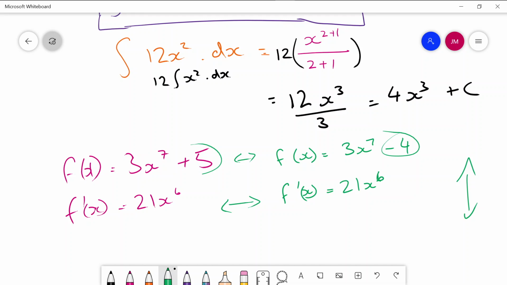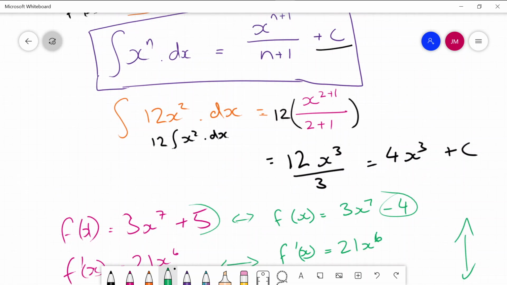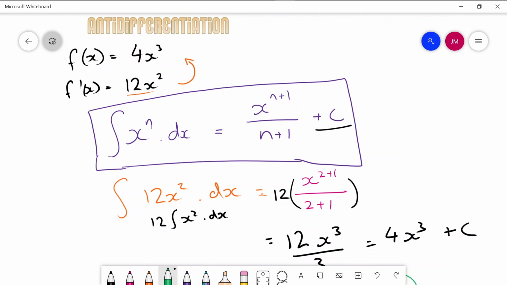So there's a number out there, and it doesn't matter what it is. When we derive it, it's going to disappear if it's a constant number. So when we're going the other way and finding the antiderivative, there could be a number there, or there might not have been. In this first case, we had 4x cubed. There wasn't, and the derivative was 12x squared. But if I didn't know that, and I was just asked to find the antiderivative of 12x squared, I have to say it is 4x to the power of 3 plus a constant out there.